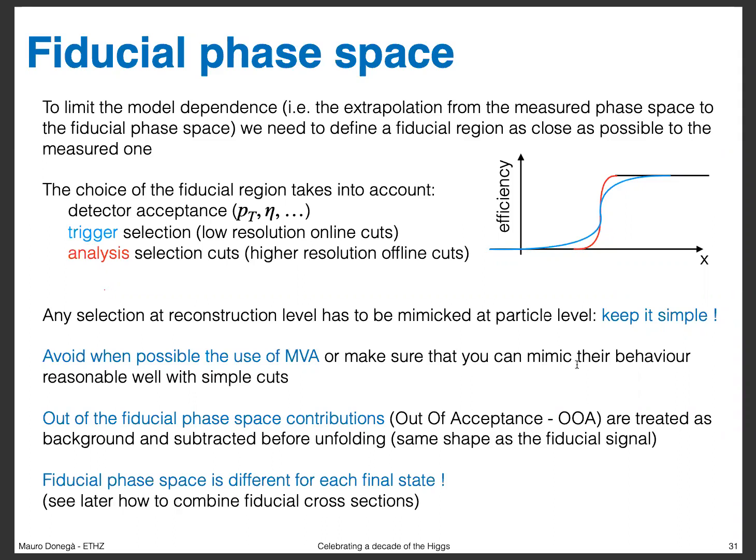And then an important point is that the fiducial phase space is different for each final state. Take the example of the gamma gamma and the ZZ. The gamma gamma will have a fiducial phase space based on pT and eta of the photons. In the ZZ, you will have a fiducial phase space based on the momentum of the electrons and muons in the final state of the Z. How do you match the two? There is no way to match the two. You can't compare apples and oranges here. And so this will become a critical point when we have to combine measurements.